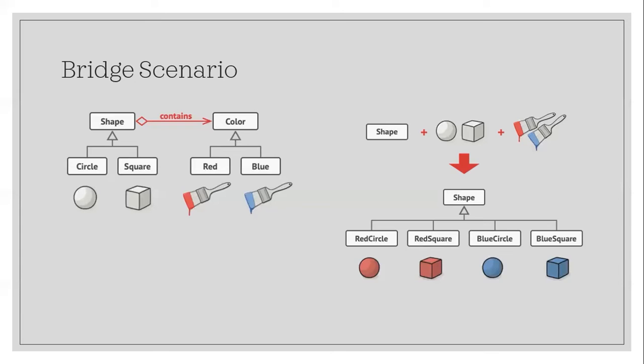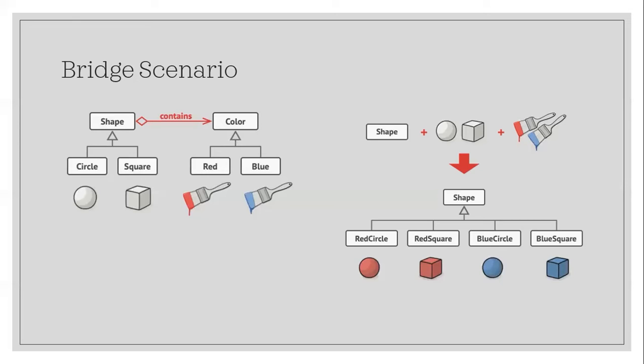So for example, if you want to add a triangle shape, we need to introduce two subclasses, one for each color, which is red and blue. And after that, adding a new color would require creating three subclasses, one for each shape type.